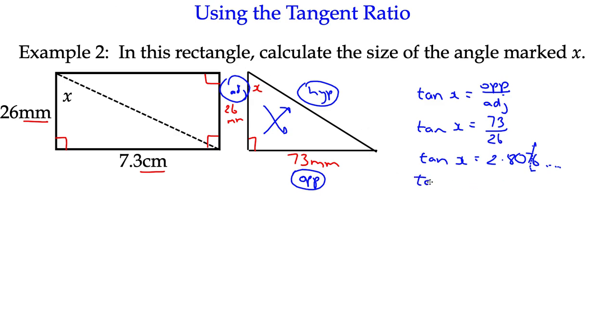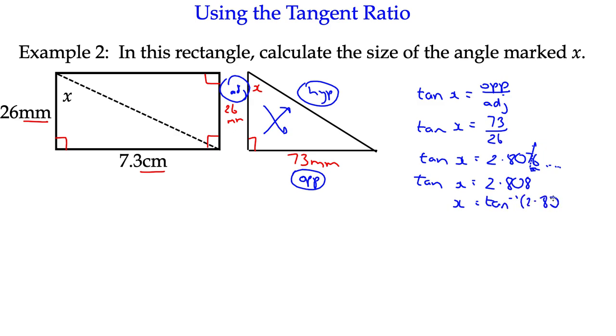Tan x, what should it be? 2.80. Well, the 6 says round up, so it's got to be 2.808. Okay. Now again, this is different from the other one. We've got to work back. We've got to get rid of the tan here. So this is the type of question where we're going to use inverse tan.